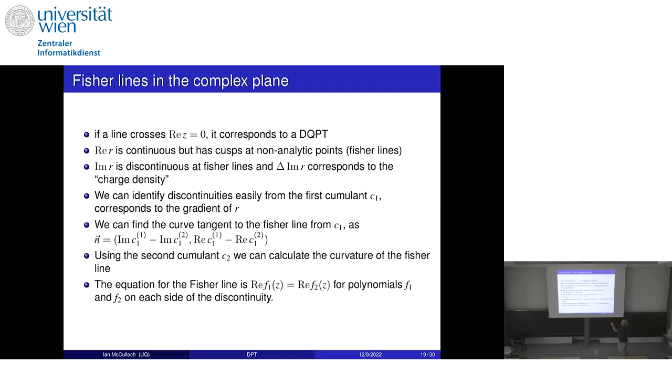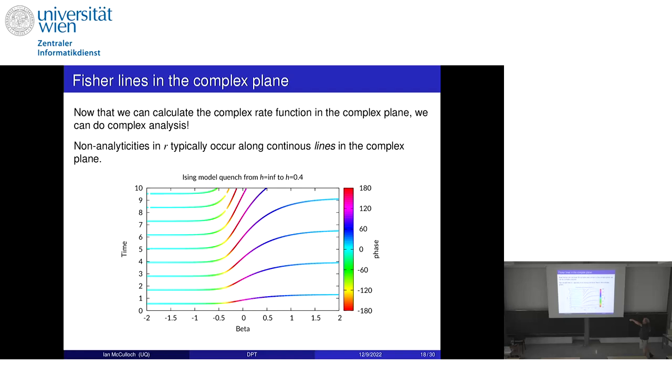Okay, so if we know the higher moments, we can actually calculate the tangent curve at the Fisher line at some point. If we know the second cumulant, then we can calculate the curvature of that line, and so on. In fact, you could even write down the entire equation of the Fisher line. If you've got two points, F1 and F2, as your polynomial expansion on two sides of the discontinuity, then you can just write down that the real part of F1 is equal to the real part of F2, and then you get an equation for the Fisher line between them. So at least in principle, if you had enough cumulants, you could look at one point here and one point here, and then calculate this line for quite a long period.